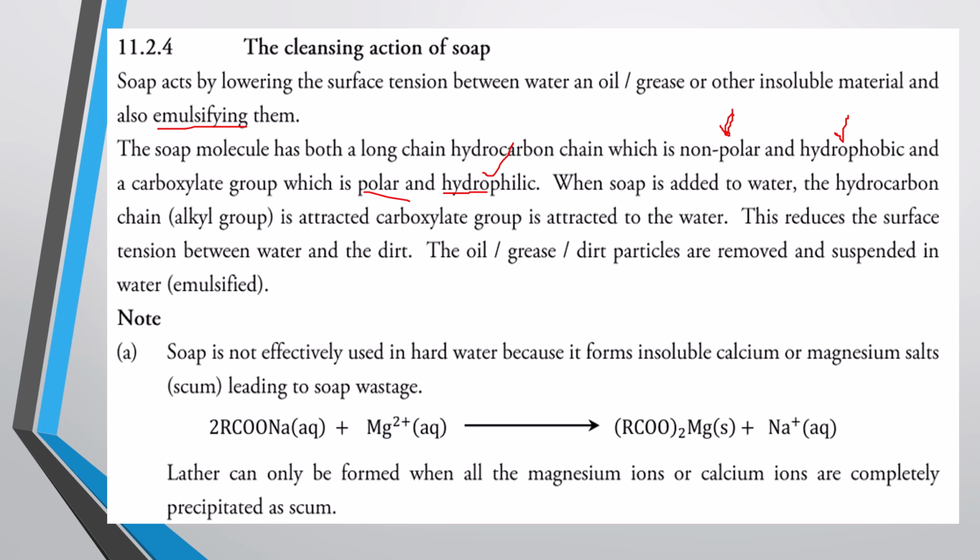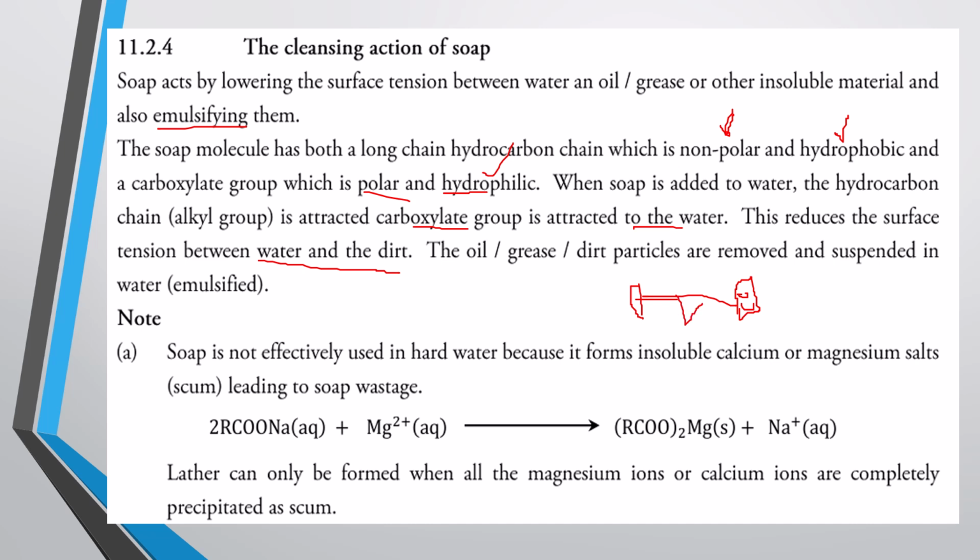The soap also has a carboxylate group, which is polar and hydrophilic. Hydrophilic means something that is water loving. So when soap is added to water, the hydrocarbon tail or hydrocarbon chain is going to be attracted to the dirt, and the carboxylate group is going to be attracted to the water. The hydrocarbon tail is going to go to the dirt in the cloth, and the carboxylate group is going to be attracted to the water molecule. By doing this, we create a loop. That's why we say this reduces the surface tension between water together with the dirt, and therefore the oil or grease or dirt particles are going to be removed.